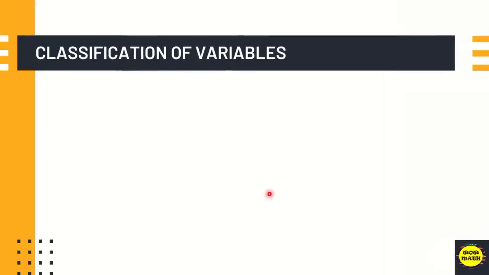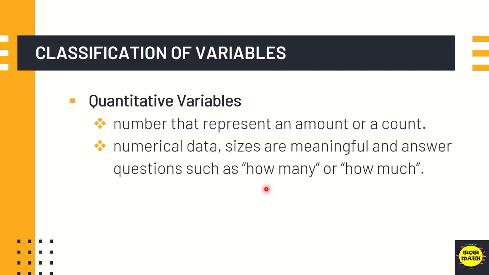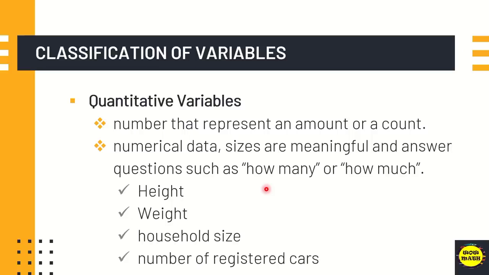So another classification of variables is quantitative variables. So what is quantitative variables? It is a number that represents an amount or count. So it is also numerical data. Sizes are meaningful and answer questions such as how many or how much. So for example, the height, weight, household size, number of registered cars, or the number of students in a class. So that is an example of quantitative variables.